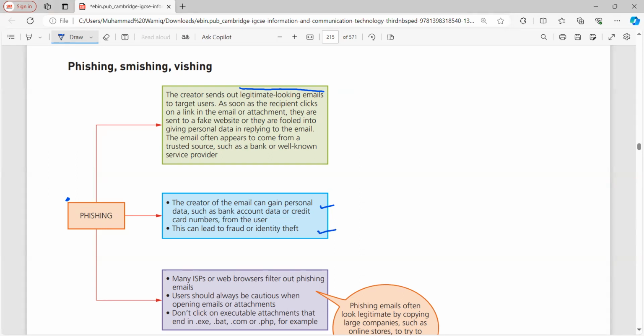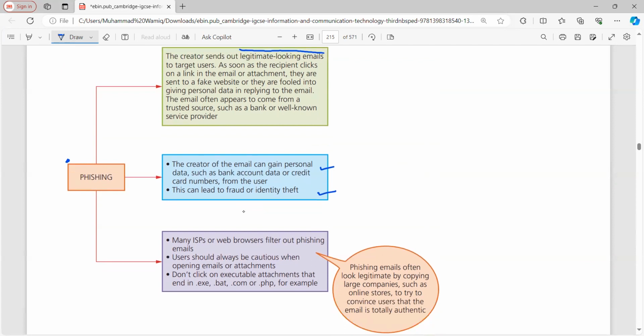How can I protect myself from this? Many ISPs and web browsers filter out phishing emails. Users should be cautious when opening emails and should not click on everything that pops up.